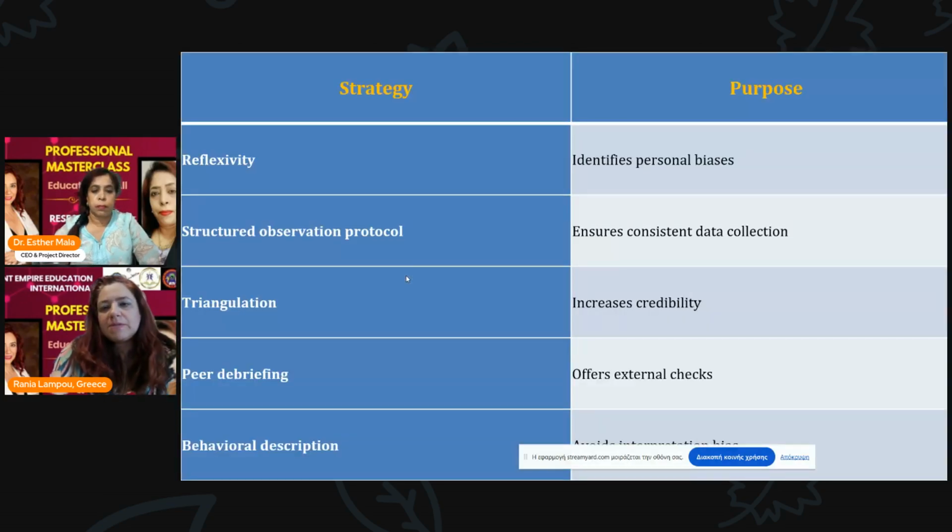So, what is the strategy? Reflexivity in order to identify personal biases, structure observation protocol in order to ensure consistent data collection, triangulation, which always increases credibility, peer debriefing, which offers external checks, and behavioral description, which avoids interpretation bias.